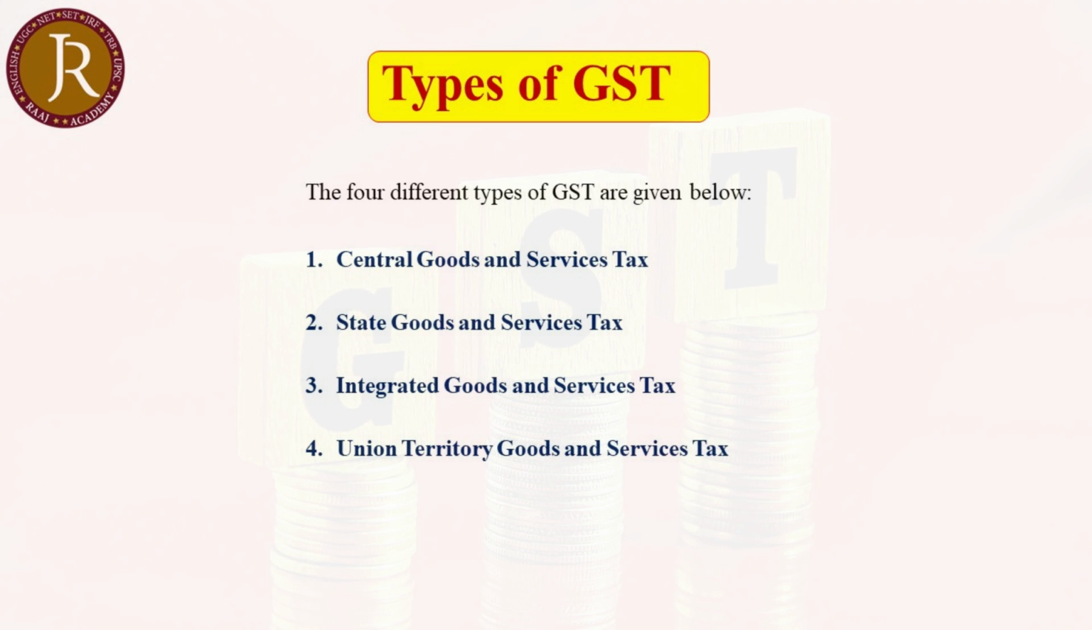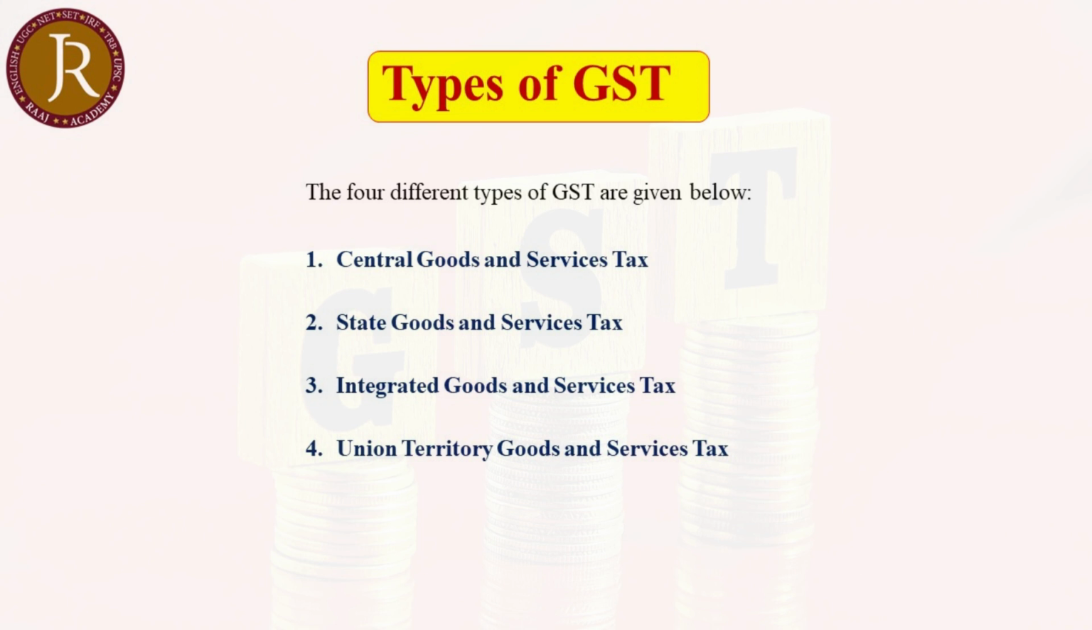The next tax is the State's Goods and Service Tax, or SGST. It is a tax that, similar to CGST, is levied on the sale of goods or services that are conducted inside the state. The next one is Integrated Goods and Services Tax. The IGST is a tax that is levied on the sale of goods and services that takes place between the states, or we can say it is an interstate supply of goods and services.